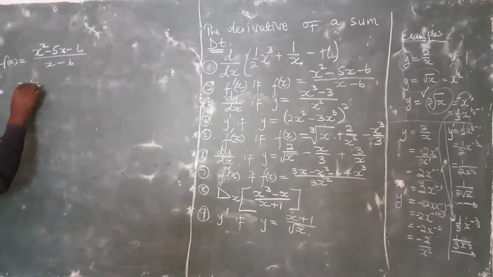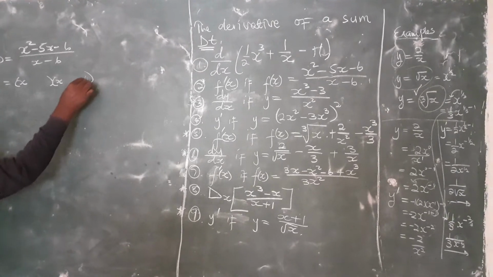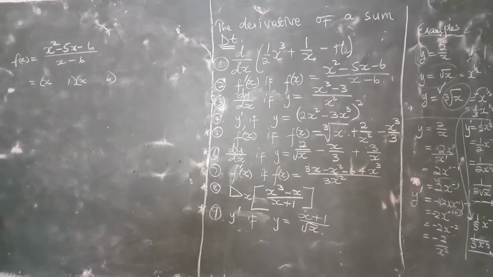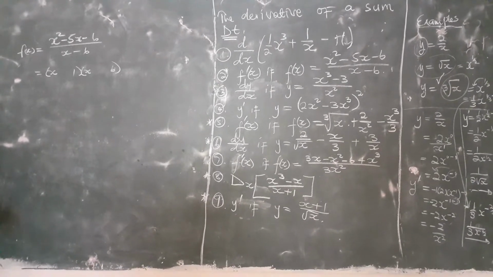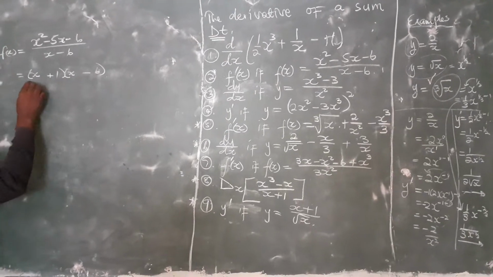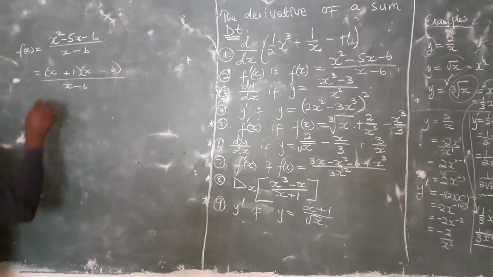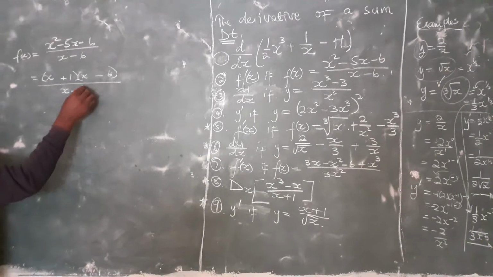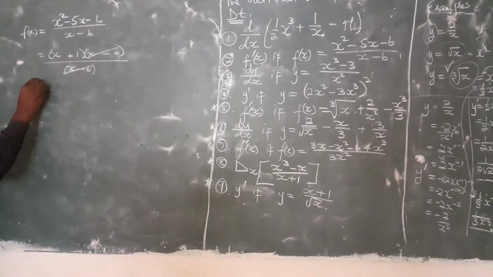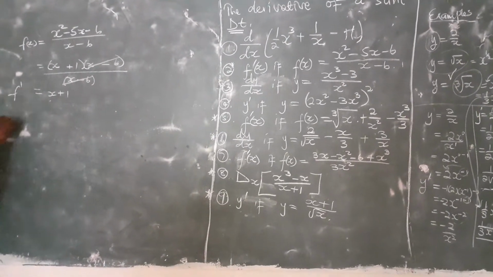We are having x as a factor, and we'll have 6 and 1, so that we get the middle term negative 5. Then we'll have a negative and a positive. Those are the factors of that, and this is the factor of this one. Then this one can cancel that one. Now we will have x plus 1. Then we can now differentiate.